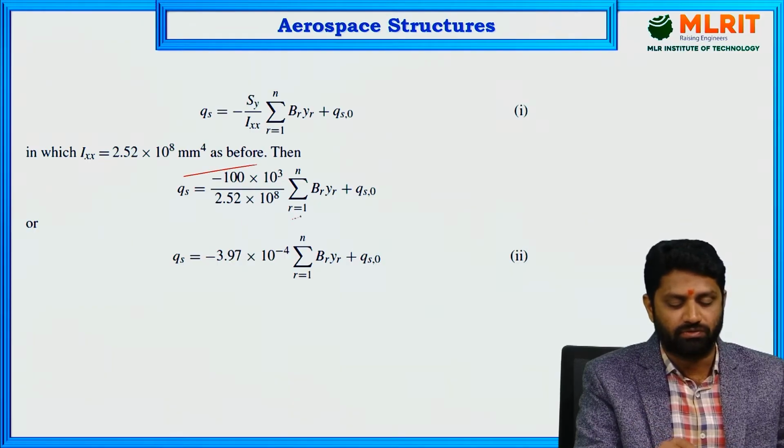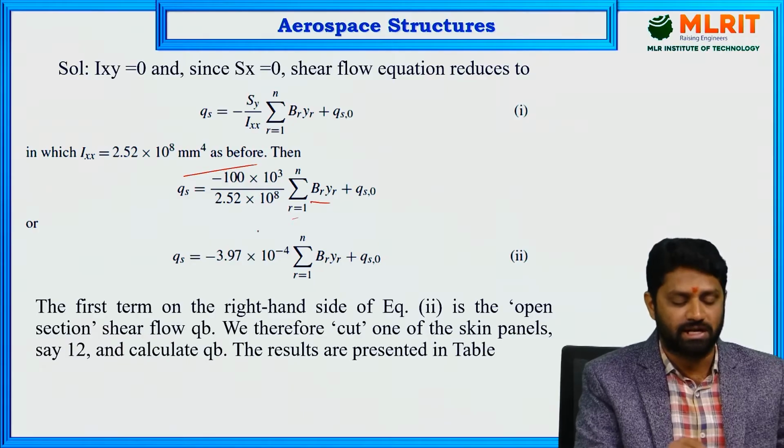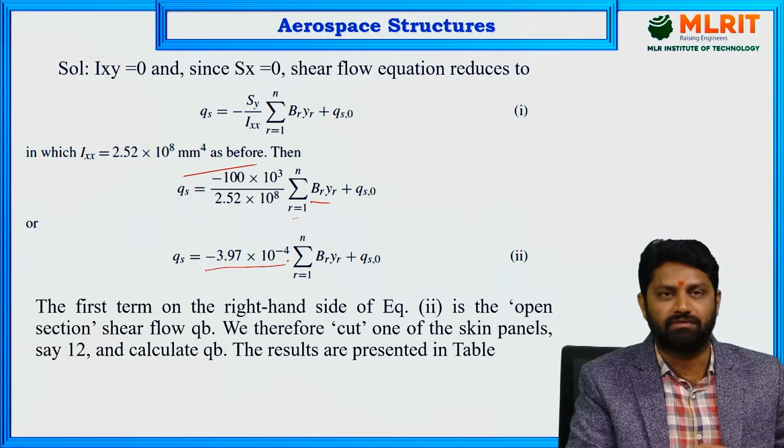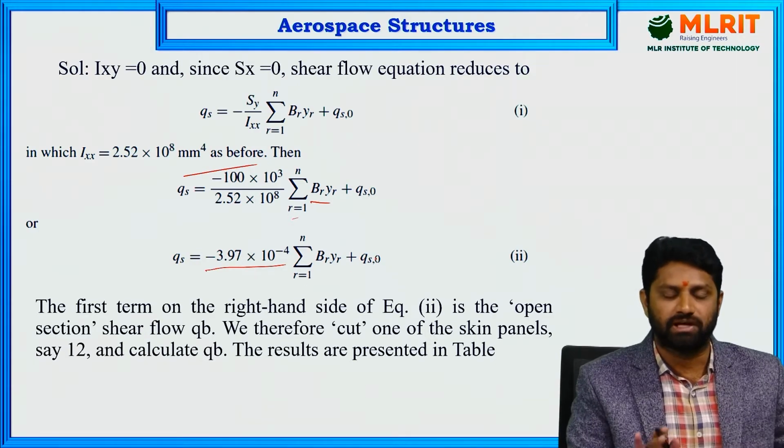And as before, into summation r equals 1 to infinity br yr plus qs naught. So this you can understand, and then when you reduce this calculation, you get minus 3.97 into 10 to the power of minus 4 summation r equals 1 to n br yr plus qs naught. So this is very important.